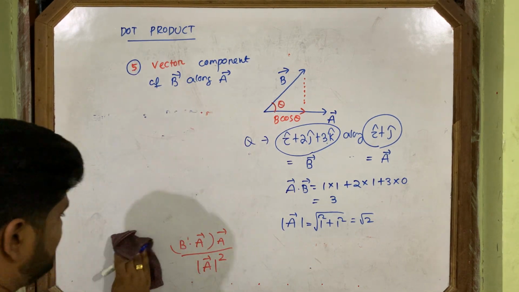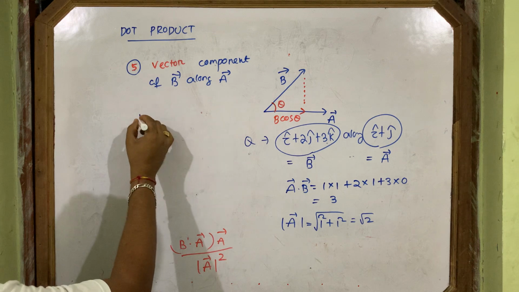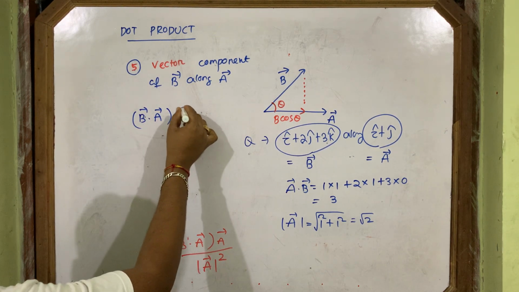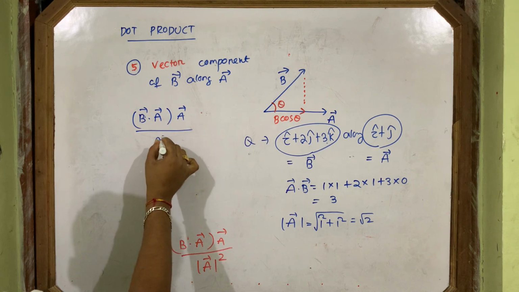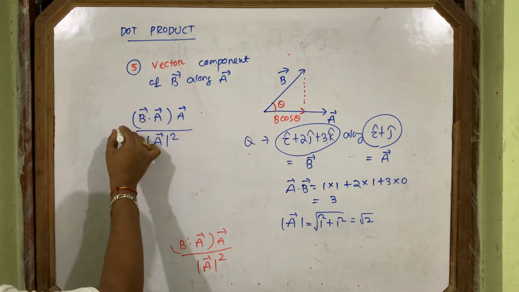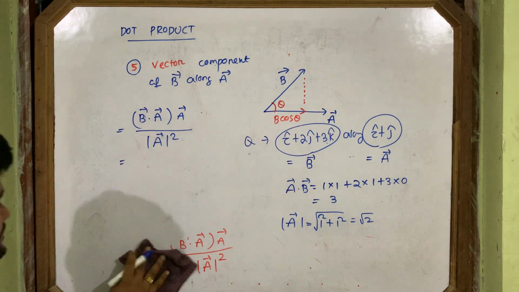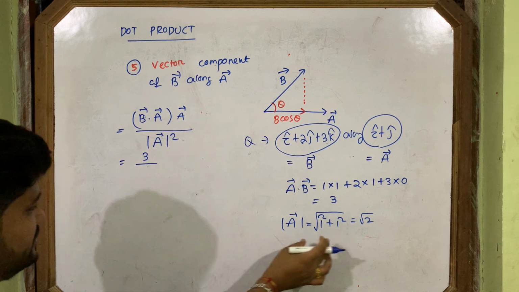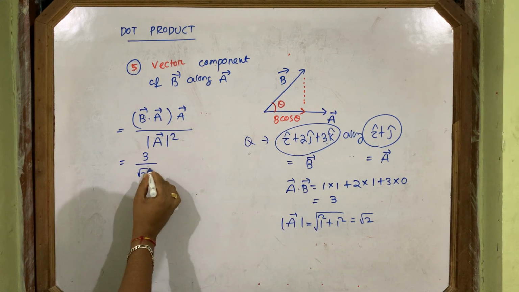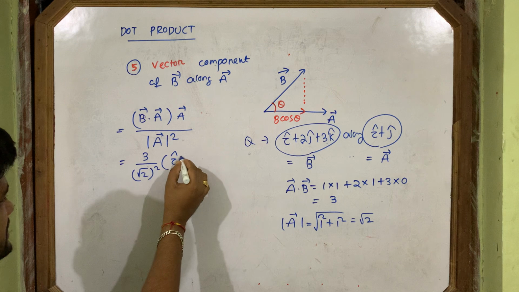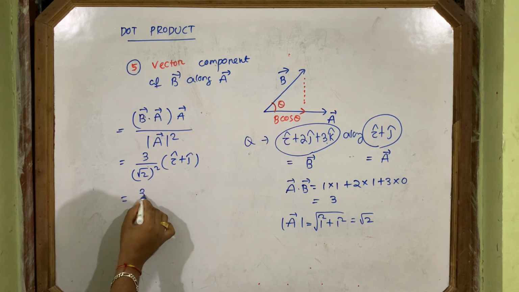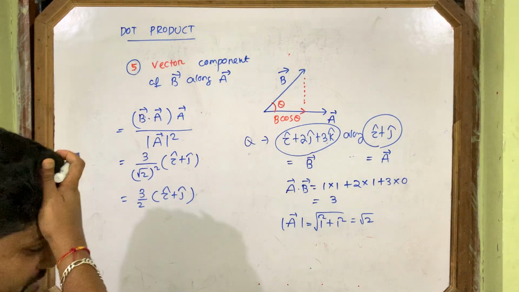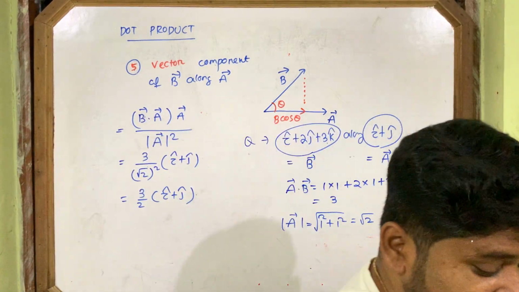So what is the formula? Your formula is B vector dot A vector, divided by A vector mod square, times A vector. You have to remember this one. Just use this formula. Dot is 3. This is mod square, so root 2 square, and this is the vector I cap plus J cap. So the answer is 3 by 2 times I cap plus J cap. The very famous question, and this is the famous answer of that question.